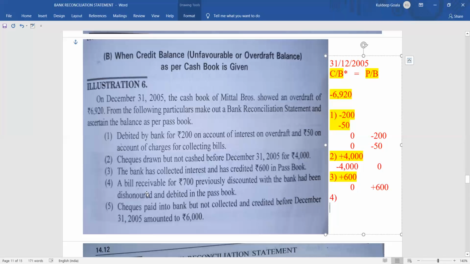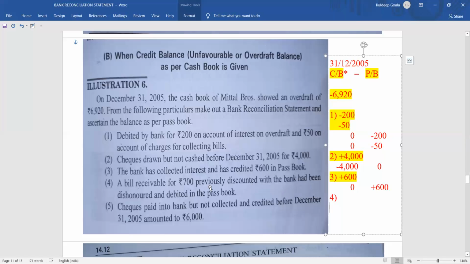Clear? So what has happened here? Bill, okay, so here what has happened? Bills receivable was 700, previously discounted. We have discounted. This time we are the one who has to receive the bill money, so we kept in our bank and we have taken the money of 700 from the bank.